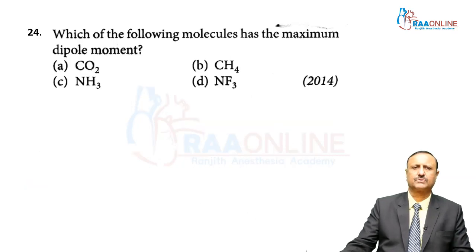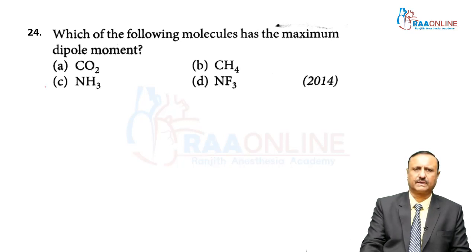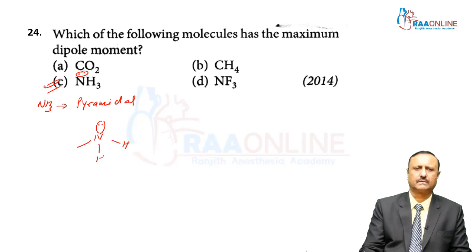Now, my dear students, we can see question number 24. Which of the following has the maximum dipole moment? Here you can see for question number 24, the answer is C, because this structure is pyramidal. In ammonia you can see the pyramidal structure, with nitrogen's lone pair of electrons and these hydrogen atoms. So, in this pyramidal structure, my dear students, the dipole moment is maximum, due to the repulsion of the lone pair and bond pair of electrons.